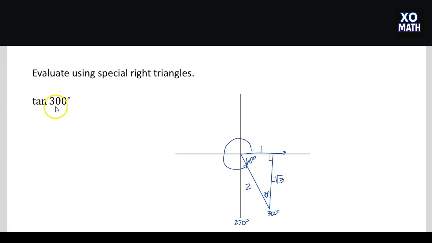Now I'm interested in tangent of 300. Well, I'm going to use this reference triangle and do tangent, which is opposite. So opposite 60 degrees is radical 3, and then over adjacent. So the adjacent side here is 1. So tangent of 300 degrees is negative rad 3 over 1, or negative the square root of 3.